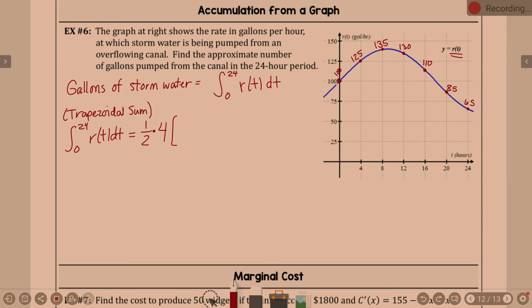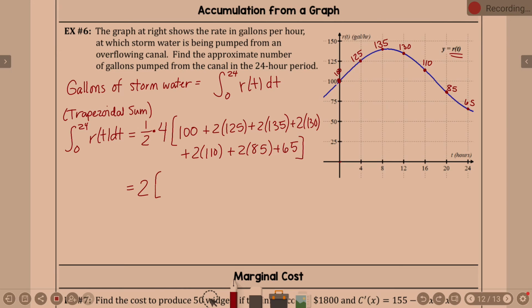So if I write this out, the first number once, so there's a 100, plus 2 times 125, plus 2 times 135, plus 2 times 130, plus 2 times 110, plus 2 times 85, plus 65. I know half of 4 is 2.